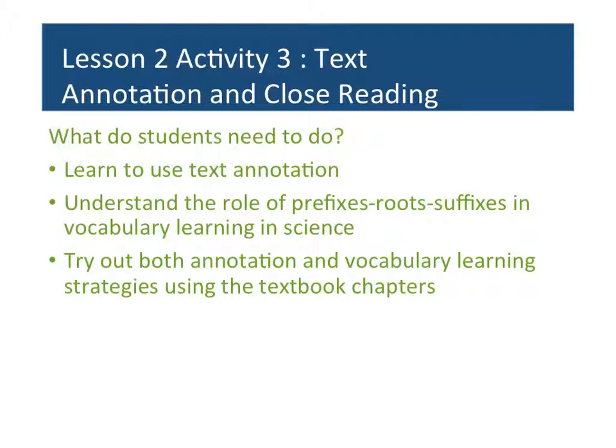So what students will need to do for this first text annotation and close reading activity is to learn to use text annotation. And we have a section in the academic notebook on annotating in the sciences. And we actually ask students to annotate the section on annotating. So they're going to pull out the important pieces of information. It's important for them to think about what's important for annotating in the sciences and the role of prefixes, roots, and suffixes in learning vocabulary.